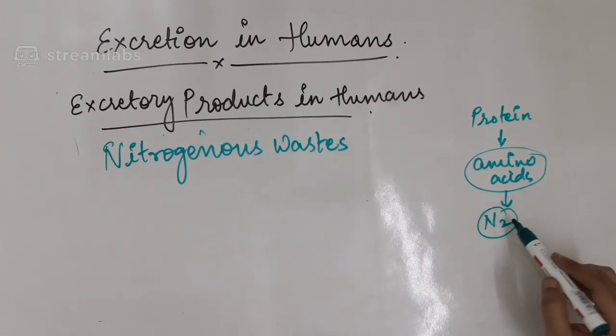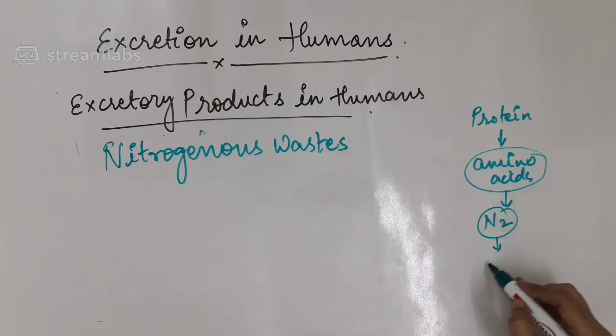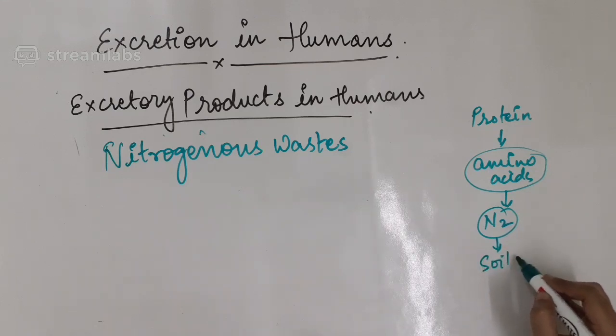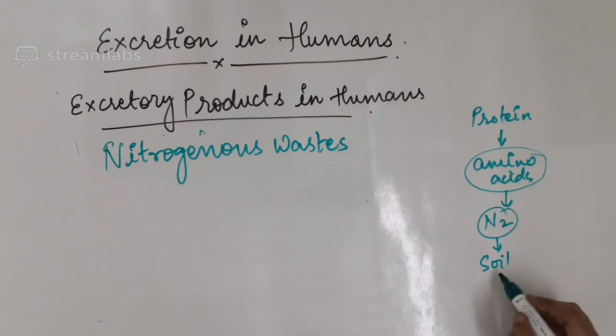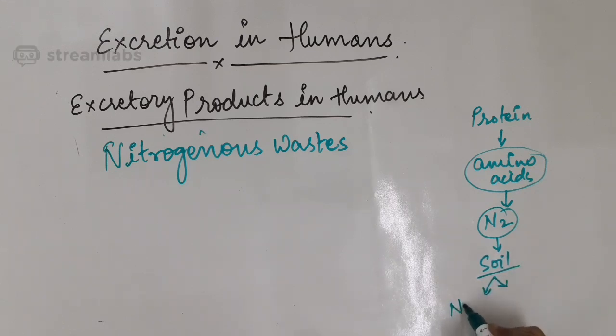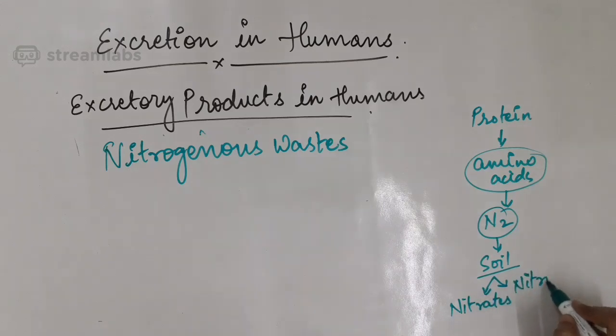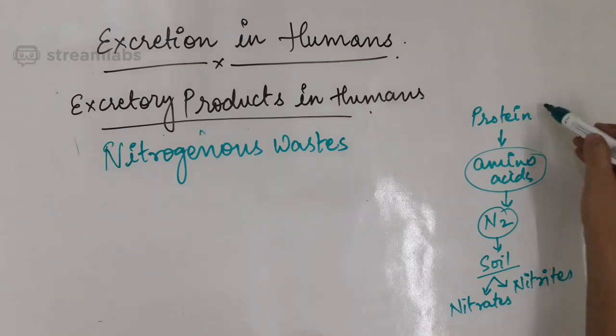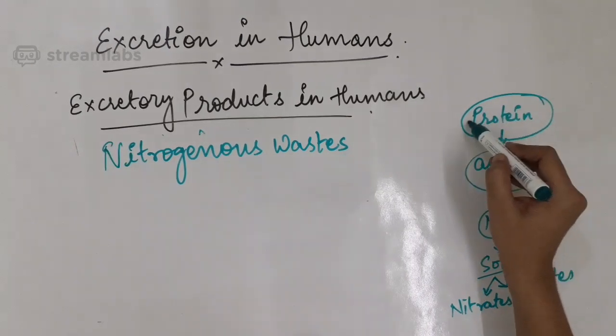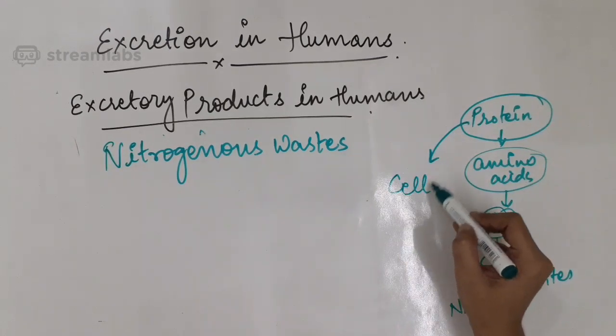गैस. नाइट्रोजन गैस को एब्जॉर्ब करते हैं प्लांट्स फ्रॉम द सॉइल. सॉइल के अंदर एटमॉस्फेरिक नाइट्रोजन इज कन्वर्टेड इनटू द एलिमेंट्स लाइक नाइट्रेट्स एंड नाइट्राइट्स. प्रोटीन फॉर्म करता है हर ऑर्गेनिज्म के सेल को.